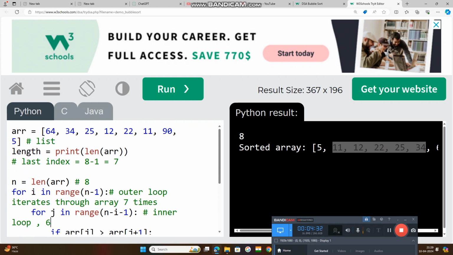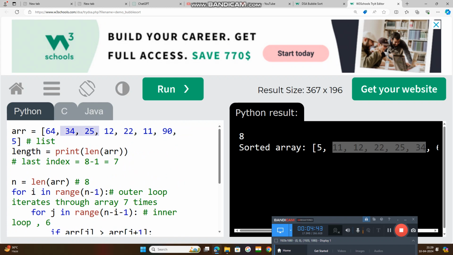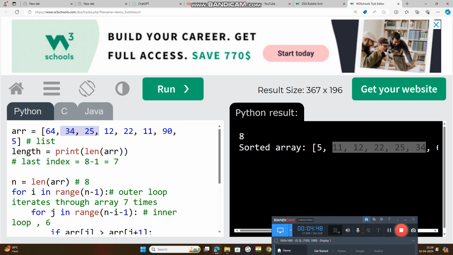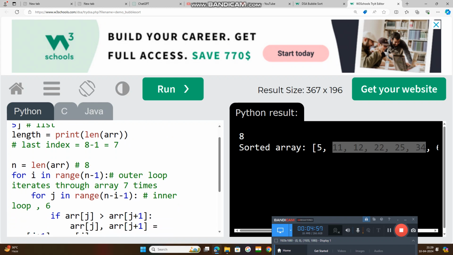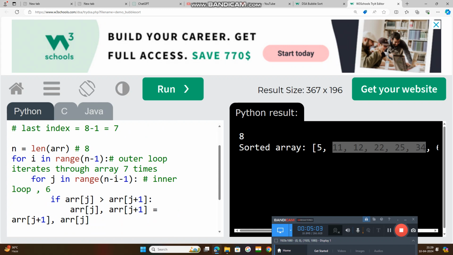Means at that moment what happened? These values are taken, compared and swapped. At that moment this will be omitted. So total 6 values will be there. Whenever these two values are taken, this is j, okay, and this is j plus 1. So within these two values, if j is greater than j plus 1, really j is greater than j plus 1, now this will be swapped to the right side.